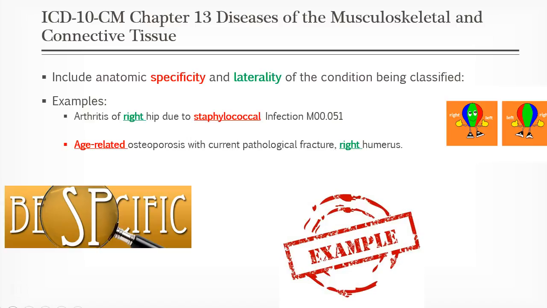And so arthritis of the right hip due to staphylococcal infection. Here the right hip is the laterality, and then the staphylococcal specifically describes the infection. And then with the age-related osteoporosis with current pathological fracture of the right humerus, age-related describes the osteoporosis or makes it more specific. And then, of course, the right humerus defines the laterality of the bone.